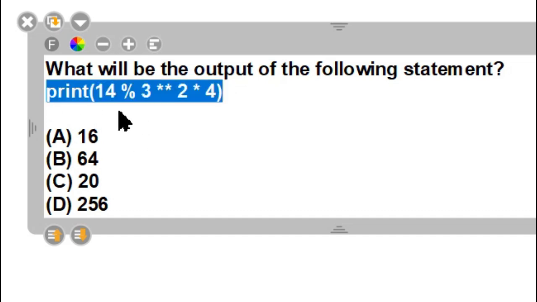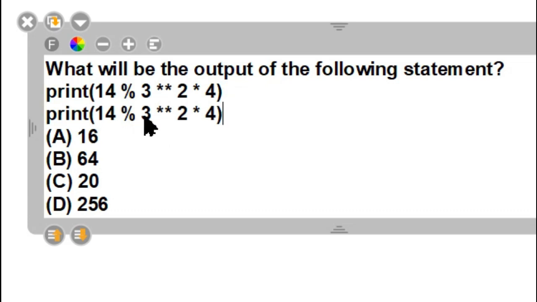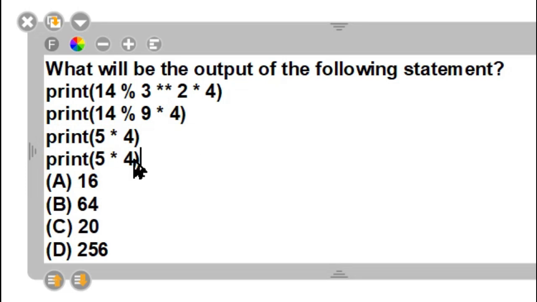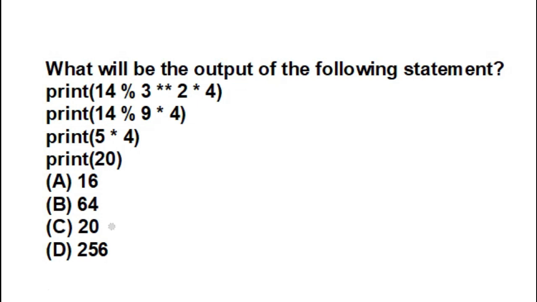first exponentiation will be done. So 3 exponent 2, as I have highlighted there, that will become 9. That is the first step in this expression evaluation. Then it will move to modulus, 14 modulus 9, so the remainder will be 5, and then finally it will evaluate 5 into 4, which is 20. So the option 20, that is option C, is correct.